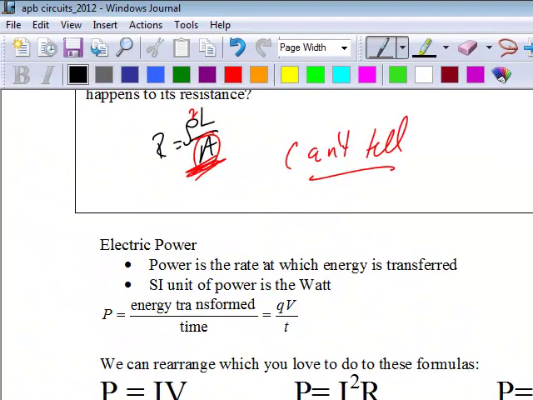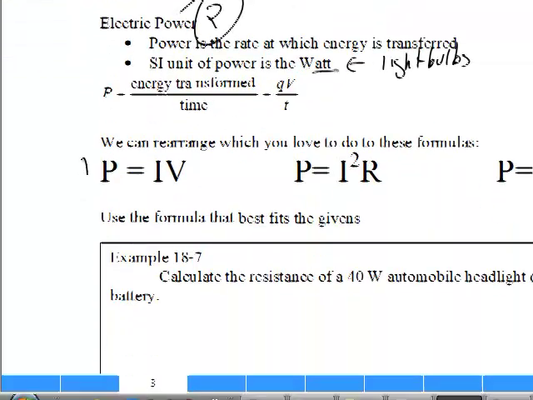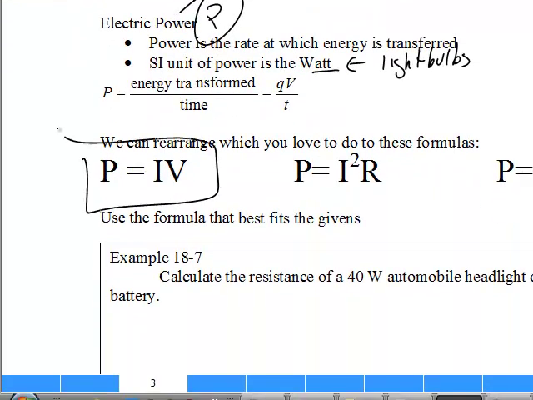The next thing we're going to talk about is this unit called power. Power, of course, is the rate at which energy is transferred. Our SI unit for power is the watt. Your light bulbs are rated in power. It's how much energy per unit time they give off. Again, power, energy over time. And we can rearrange this different ways, but here is the main equation.